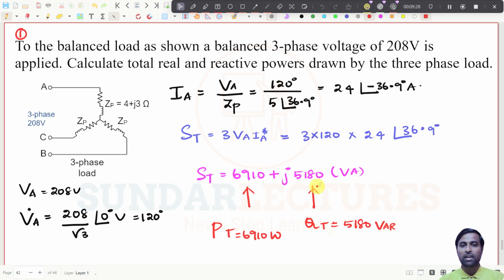So this is the complex power of this particular balanced star connected load. So we have seen an example. You just take a delta connected load and you simplify that, you will get the answers like this.